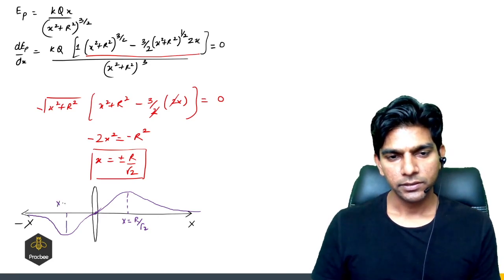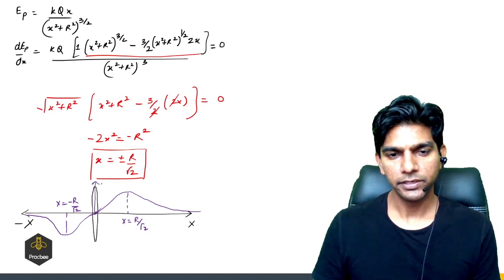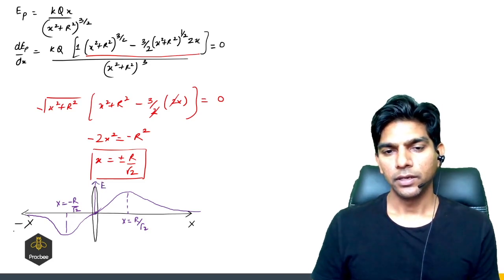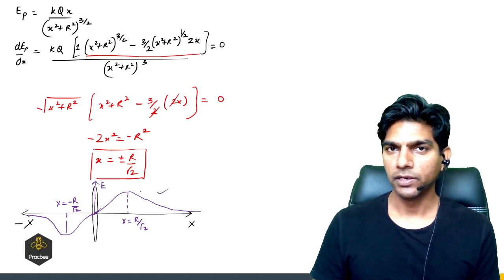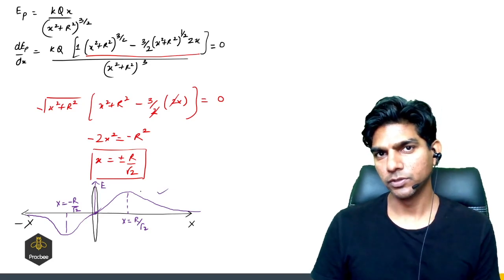So this x is minus r by root 2. So here I have taken electric field, right? I hope it is clear. So this is the graph for electric field versus the distance from the center of the ring.